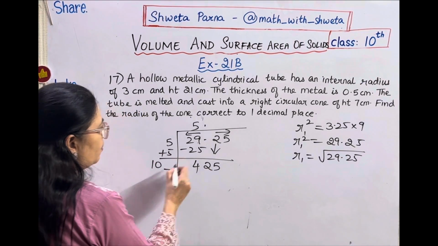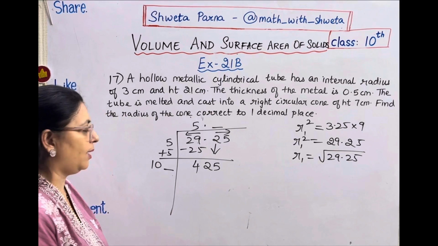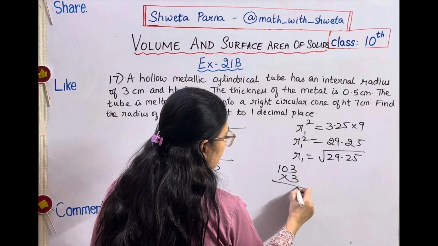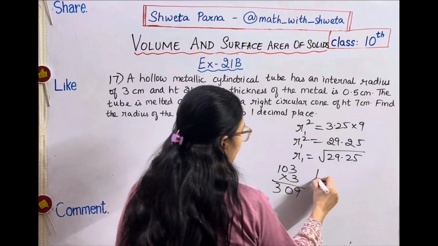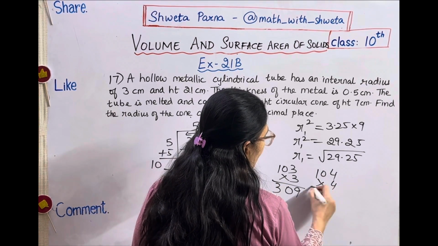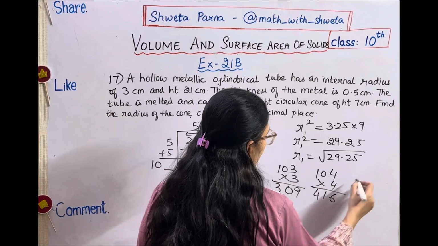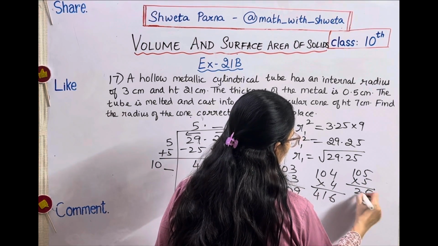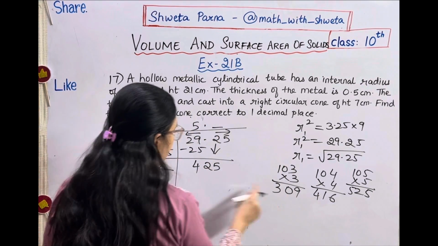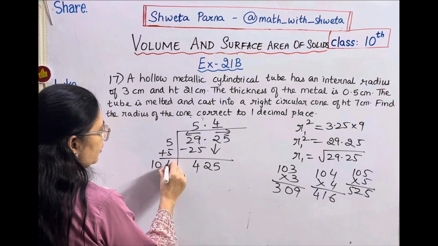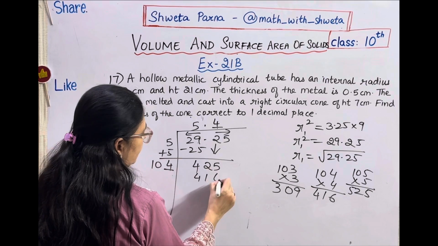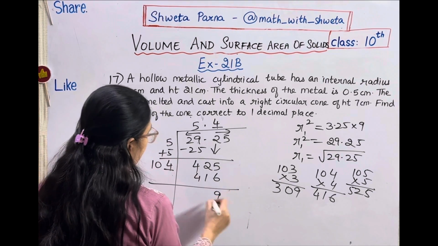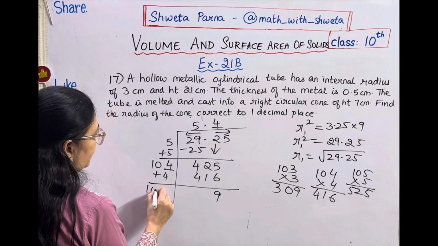Now here the number and here the number has to be same. So if I take 103 into 3, 3 threes are 9, 0, 3. I take 104 into 4, 4 fours are 16, 1, 4. If I take 105 into 5, 5 fives are 25, 2, 5. So 5 we can't take, we will have to take 4. So this is 4, so 4, 1, 6. You will get 16, 4, 9 plus 4, it is 108.